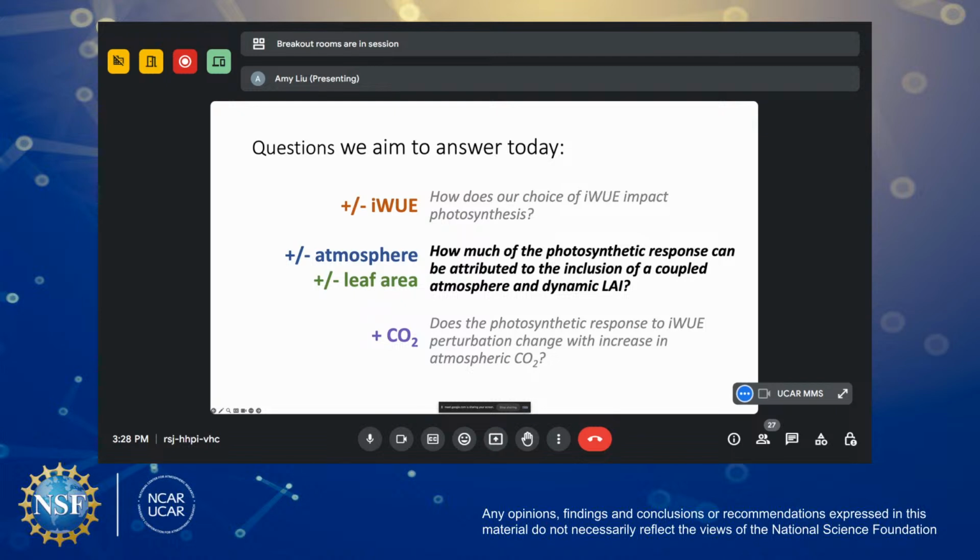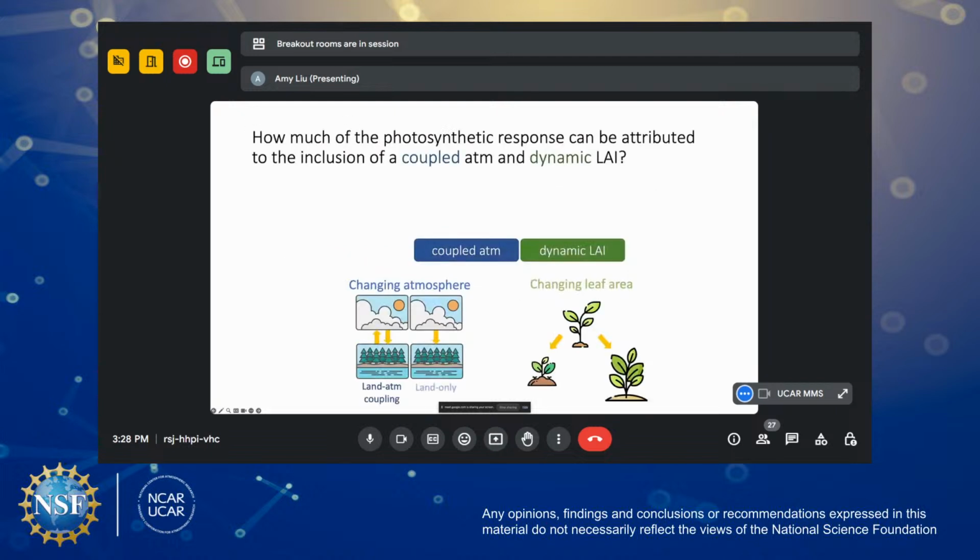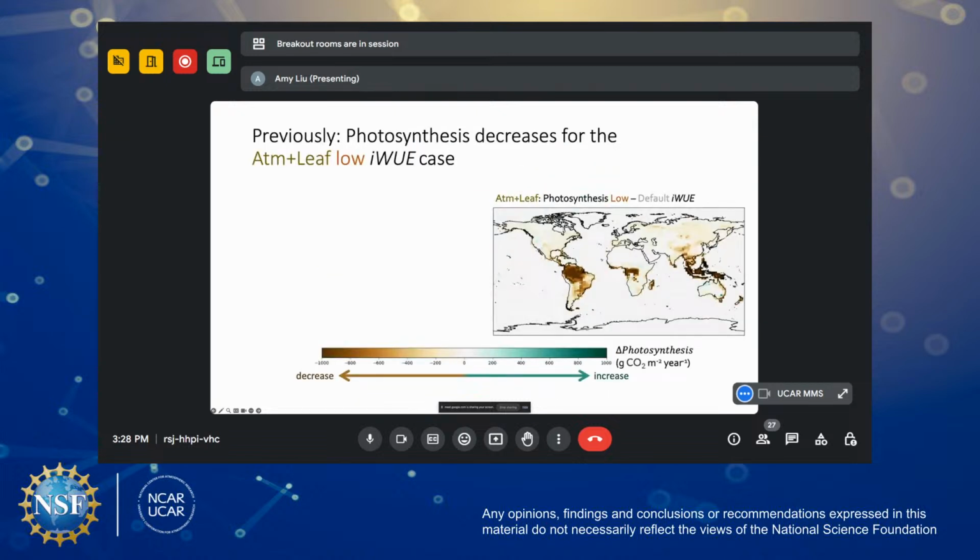How much of the photosynthetic response can be attributed to the inclusion of a coupled atmosphere and dynamic LAI? So the previous simulations I showed earlier all have the inclusion of a coupled atmosphere and dynamic LAI. And we're going to call that the atmosphere plus leaf configuration. I'm now going to introduce another configuration where everything is fixed. So we have an uncoupled atmosphere and a fixed leaf area index. And we're going to call that the static case. I'm going to compare the two configurations for the different perturbations to answer the question.